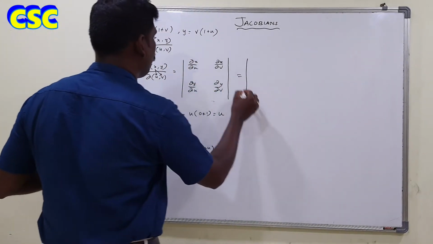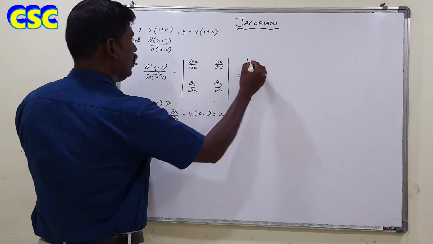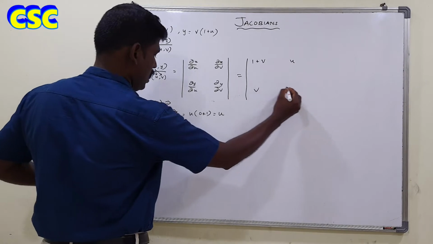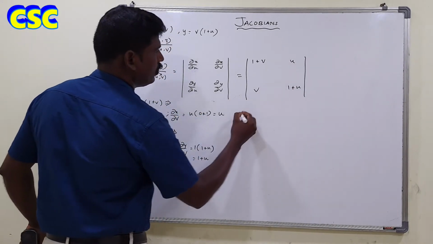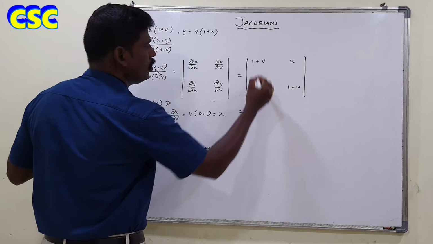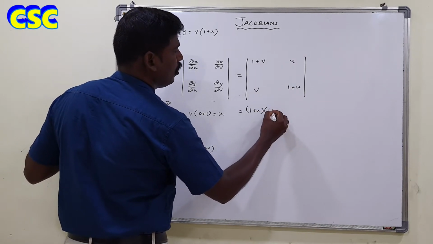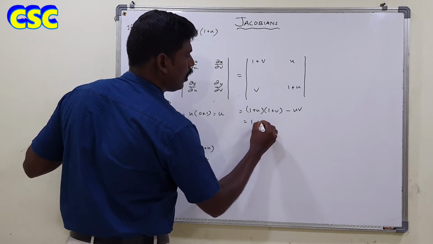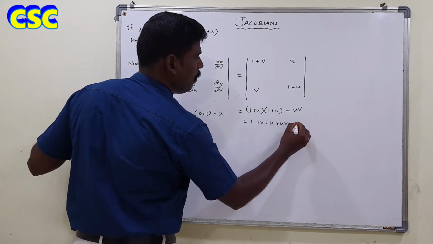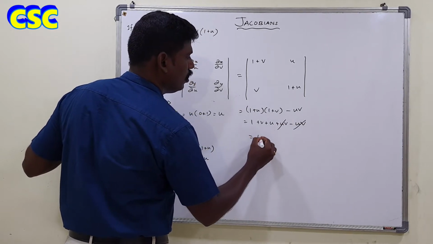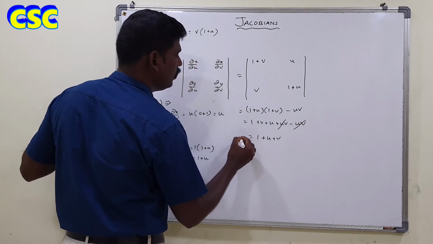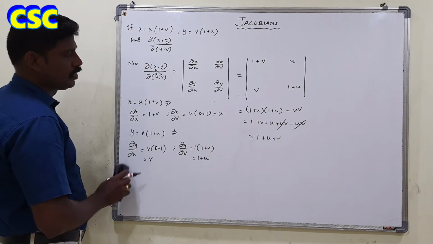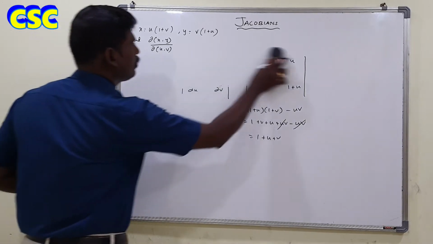So what is the value here? dou x by dou u is 1 plus v, and this value is u, and here it is v, and this is 1 plus u. That's all. Taking the product between the two, 1 plus u into 1 plus v minus uv. So multiplying, 1 plus v plus u plus uv minus uv. So cancel both of the two. So the value is 1 plus u plus v. That is the value of dou x comma y by dou u comma v. That's all. Okay. Next problem.